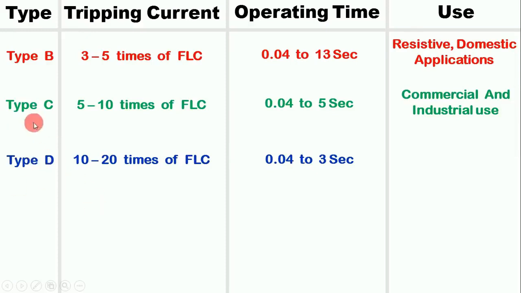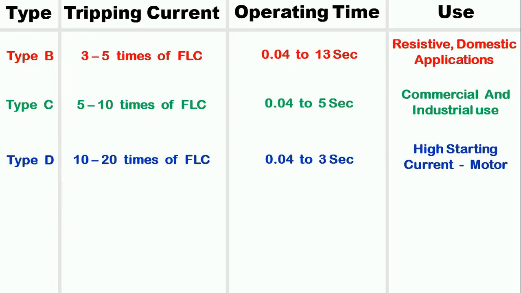Friends, D-type MCB is used for high starting current equipment. It means when you turn on a motor, it consumes more current initially. After that, it goes low. For this motor, we use MCB of D-type. Friends, always remember one thing, for your home, never use D-type MCB.